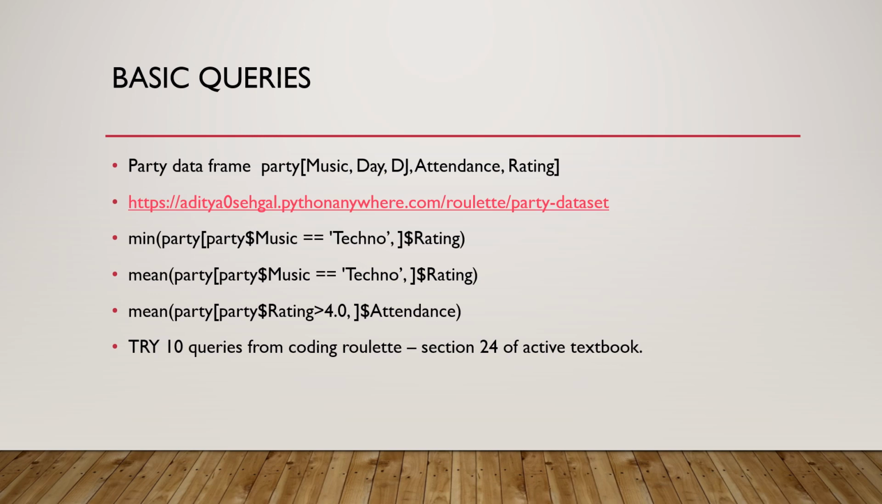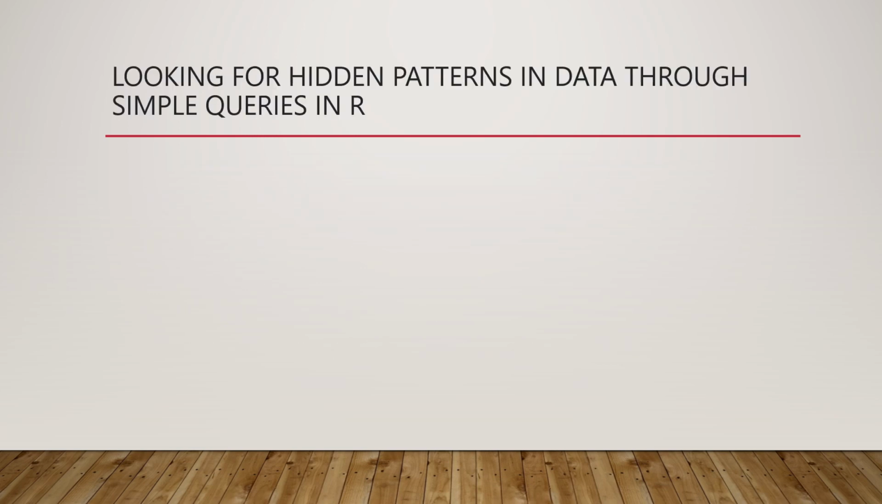All right. So try 10 queries from the coding roulette, section 24 of the active textbook. That's the URL. So, looking for hidden patterns in data through simple queries in R. Well, that's the objective. That's why we learn all of this, because we want to discover something interesting about data.